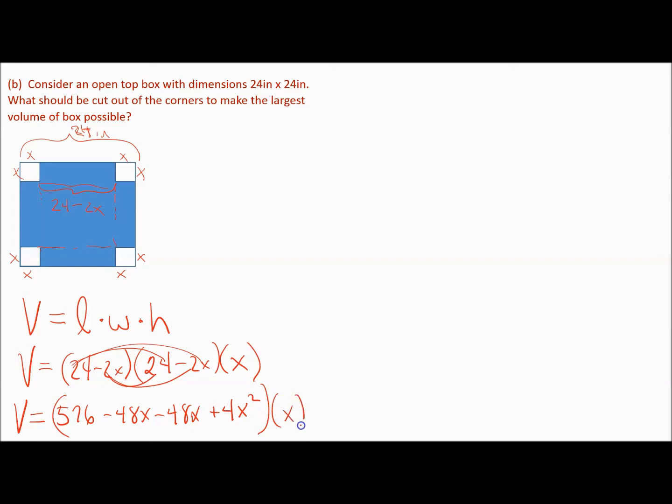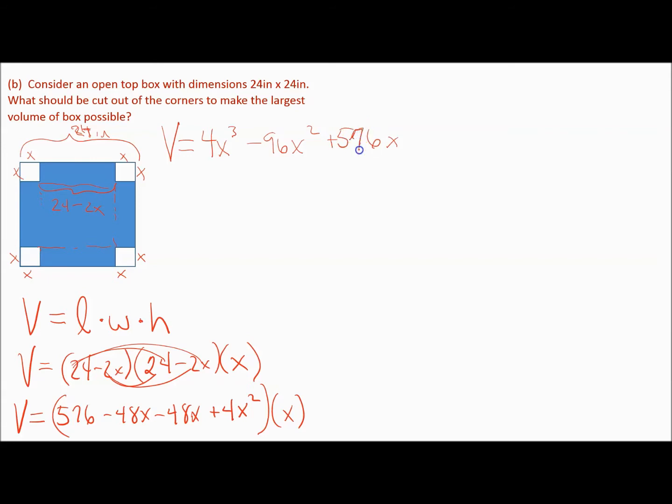Now, two things. I need to add like terms, those two negative 48's in the middle, and I need to distribute that x inside. So to save space, I am going to go ahead and do both of those things. How about I go ahead and write it in descending order too? Notice that's my biggest exponent. So 4x squared times x is 4x to the third. x times these two negative 48x terms will be negative 96x squared. And then x times this 576 is going to be plus 576x.